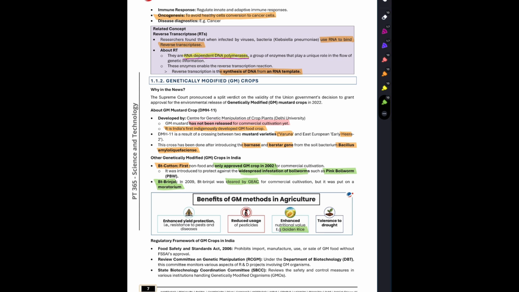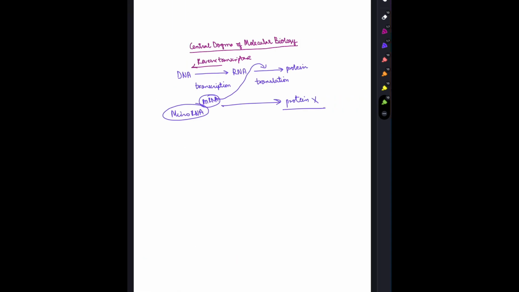So what is the regulatory framework of GM crops in India? First is the Food Safety and Standards Act 2006, which prohibits import, manufacture, use or sale of GM food without FSSAI's approval. Review Committee on Genetic Manipulation (RCGM) under the Department of Biotechnology. This committee monitors various aspects of research and development projects involving GM organisms. State Biotechnology Coordination Committee (SBCC) reviews the safety and control measures in various institutions handling genetically modified organisms (GMOs).